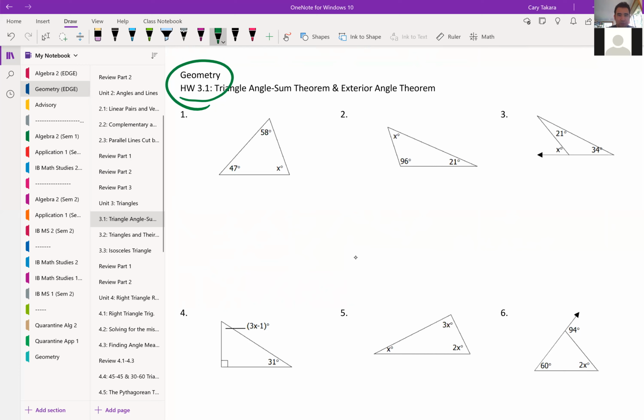Okay, so we need to solve for x. That's the goal for all the problems. And how do we do that? We're just going to apply the angle sum theorem.